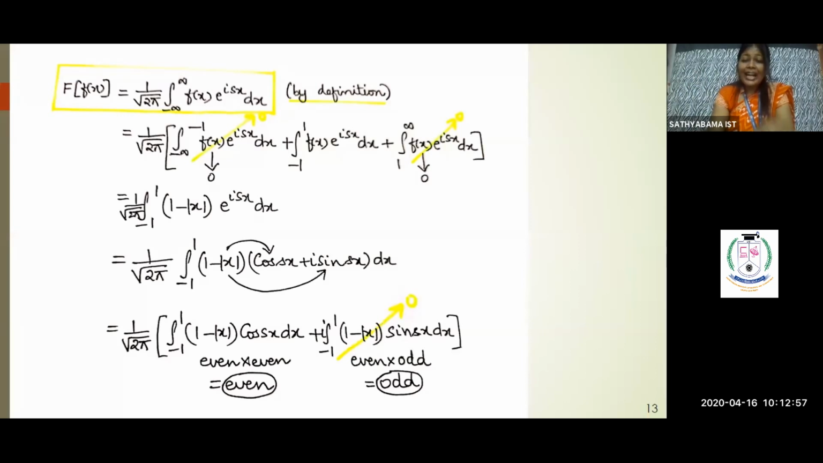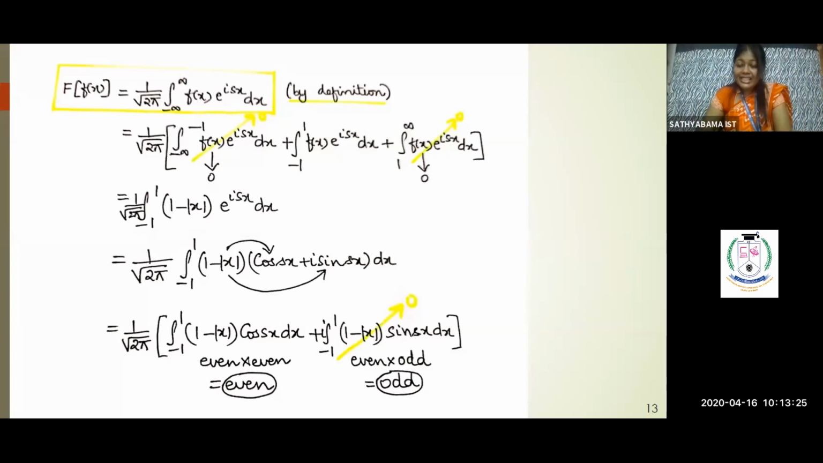Okay. Now, as usual, what did we do for the previous problem? I hope you remember. What should you do with e power i s x? Write it as cos sx plus i sine sx. How did I get this? Because I know e power i theta is cos theta plus i sine theta. Right? So using that. Next, what should you do? Split it into two integrals. Okay? So I will get the first integral as 1 minus mod x into cos plus i into 1 minus mod x into sine. Okay?